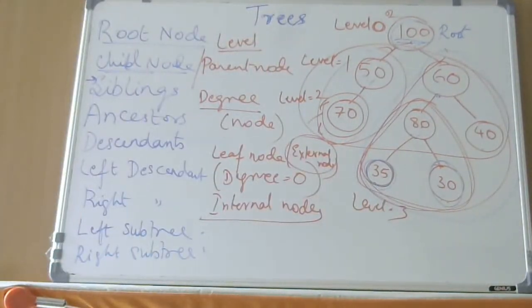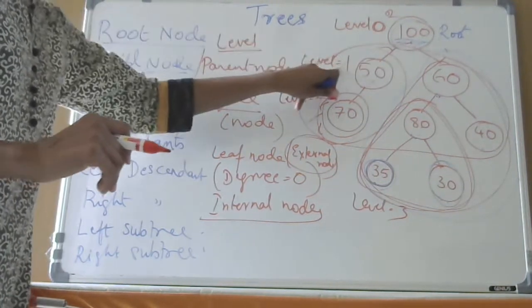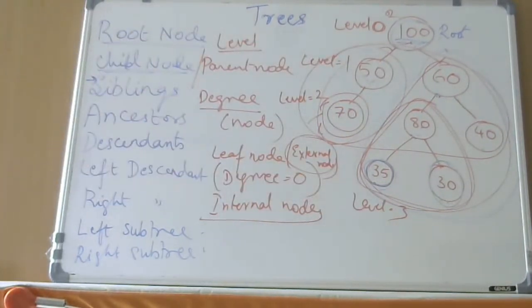That is called level. The distance of a node from the root is called the level of the node. The distance from the root node to itself is 0. So the level of the root node is always 0. From there, we calculate: level 0, level 1, level 2, level 3. Right? I hope it's clear to you all.